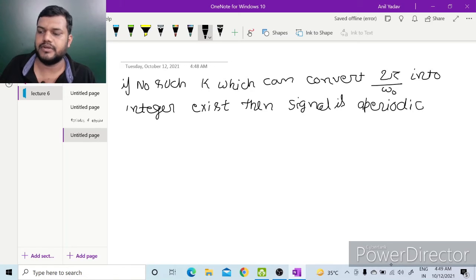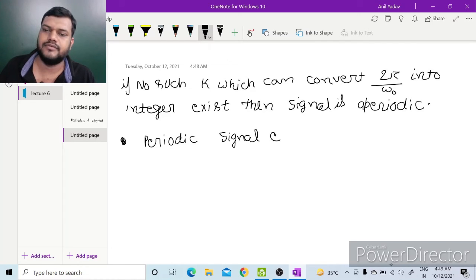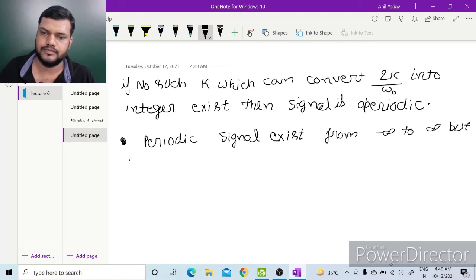Aperiodic means non-periodic signal. And again, a property of a periodic signal is that it exists from minus infinity to infinity, but the converse need not be true.